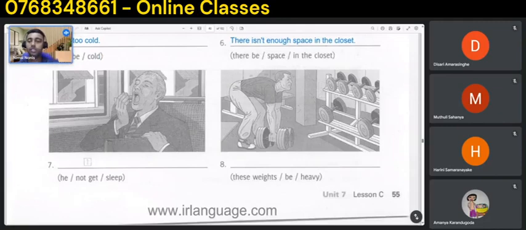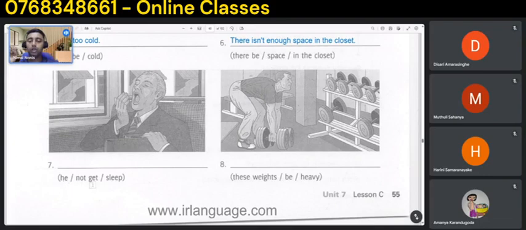Seventh one. He not get sleep. Okay, so enough. No, that's why he is yawning. So a reason for yawning could be not having enough sleep, or it could be a medical condition as well. If someone is having thyroid issues, that person would be yawning frequently. Even if the person is not feeling sleepy, still the person might yawn. That's a medical condition. And the other reason could be the person hasn't got enough sleep.